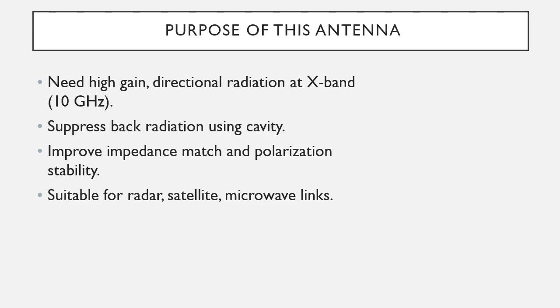The purpose of this antenna is that at X-band frequencies like 10 GHz, we require antennas with high gain, directional radiation, and minimal back lobes. A cavity-backed slot antenna satisfies these by using a metallic cavity to suppress backward radiation and an array of slots to increase gain and directivity. This makes it suitable for radar and satellite links.